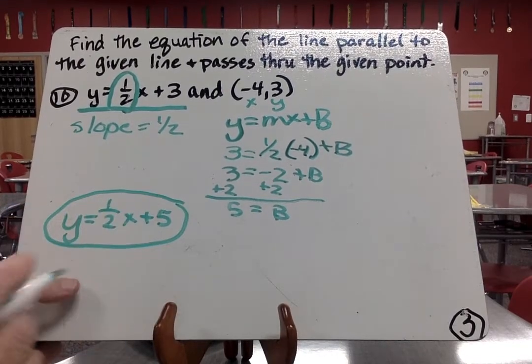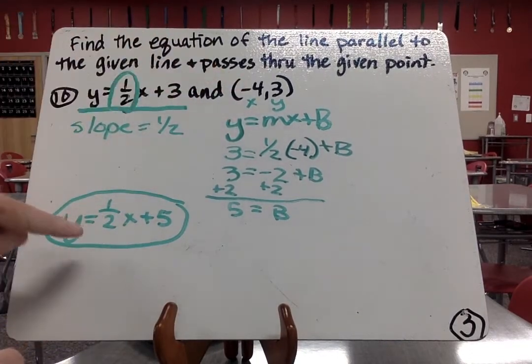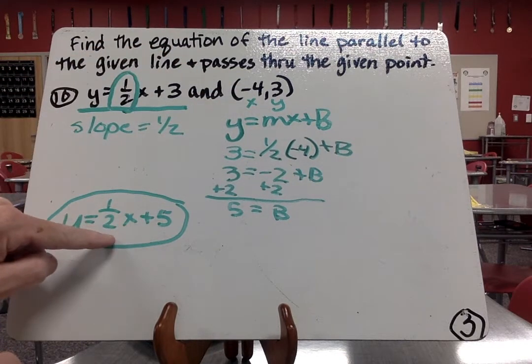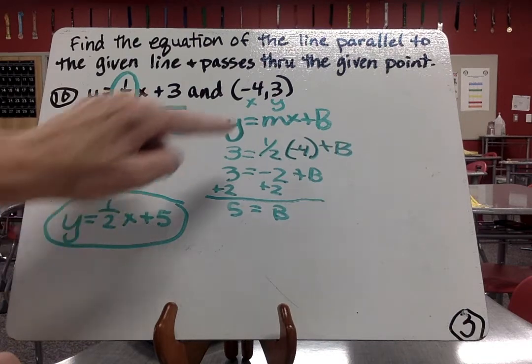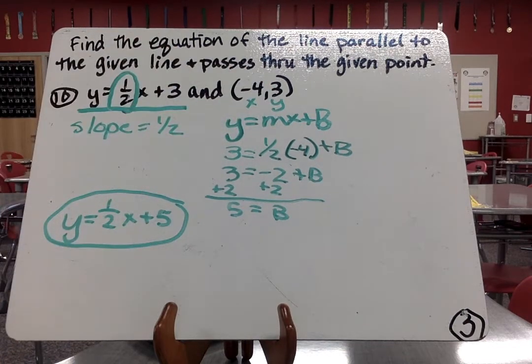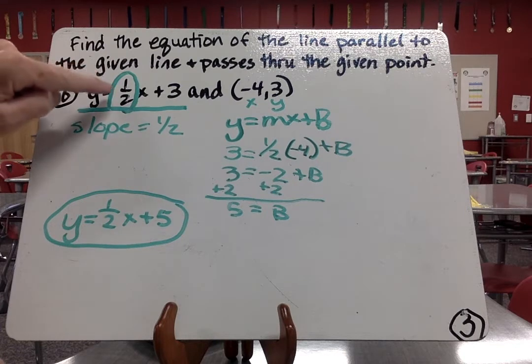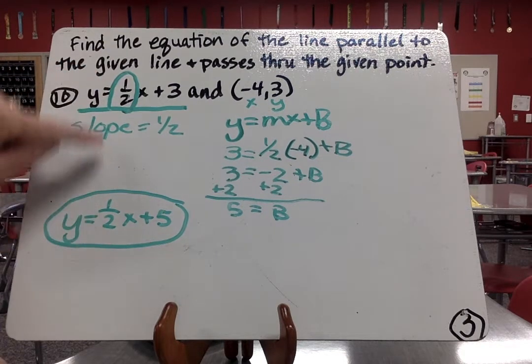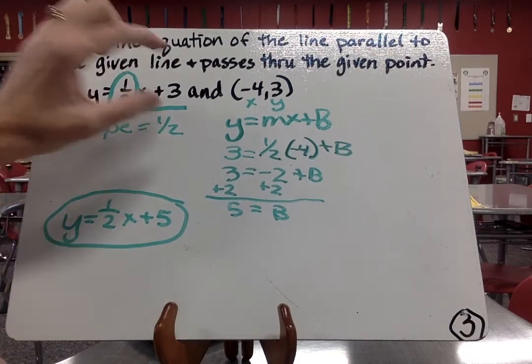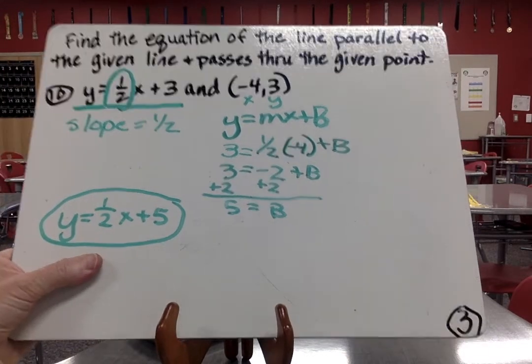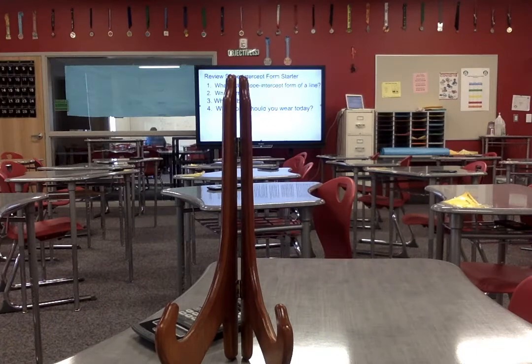And we could double check that, make sure this point is on this line by putting in -4 here. 1/2 of -4 is -2 plus 5. That does indeed make it 3, or y. If we put in 1/2 here, we make sure, oh, they both have the same slope, so this line is parallel to that line. Okay, go ahead and do the next couple, and I'll go on to the next one.